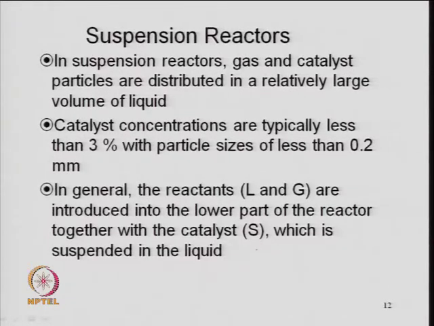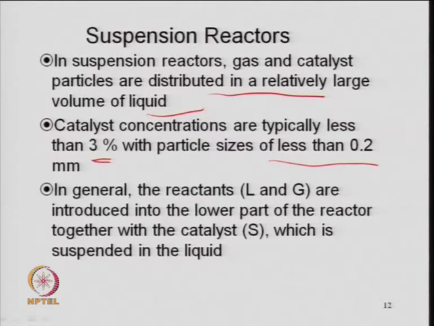In a suspension reactor, the gas and catalyst particles are distributed in a relatively large volume of liquid. That is just the differentiation between the trickle bed and a slurry or suspension reactor. Your volume of liquid is relatively large here, so liquid and solid are well mixed in the form of slurry. Catalyst concentration is typically less than 3% and particle size is less than 0.2 millimeter. There can be a variation, with 0.2 to 0.5 millimeter particle sizes also used, and the concentration can be on a higher side also.